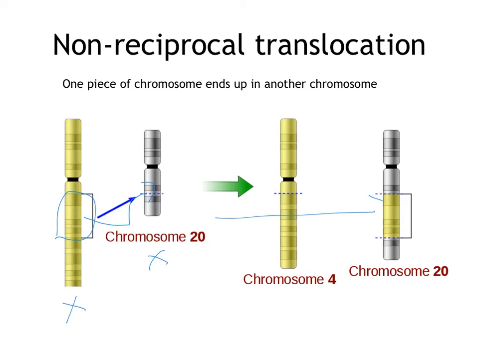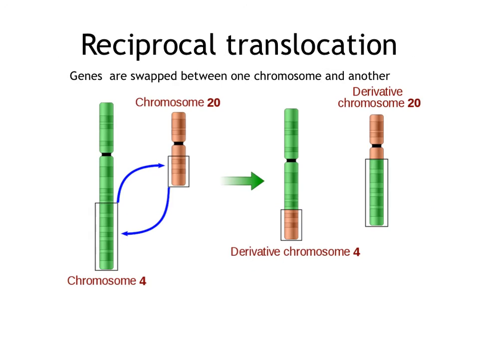So you end up with a situation like this, where there's an extra number of genes here in chromosome 20, and there are some genes that have been lost here from chromosome 4. So that's non-reciprocal translocation.